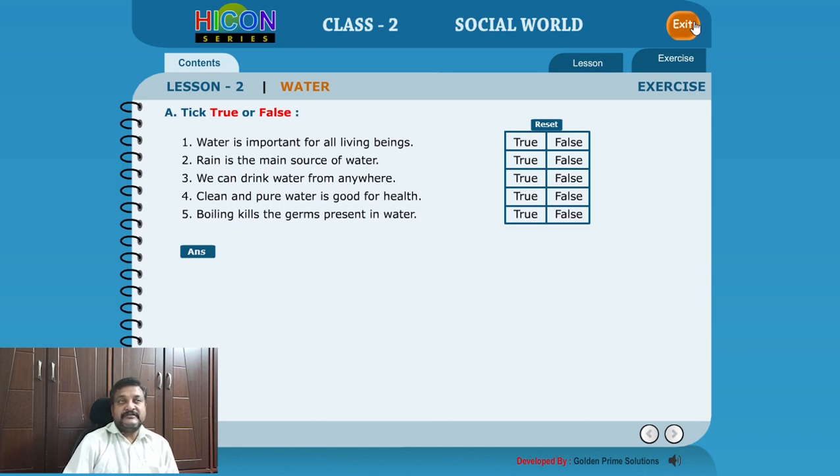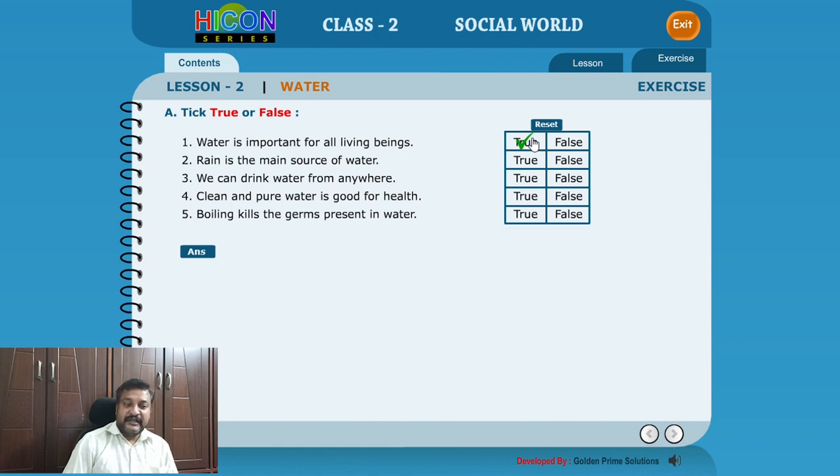So in the lesson we have seen that when we feel thirsty, we drink water. We use water for a lot of activities like drinking, washing, cooking, cleaning, isn't it? Animals also drink water. Plants also need water to grow. So water is essential for all living things. Animals, plants, human beings, all these are living things. So water is important for all living beings is a true statement, right?